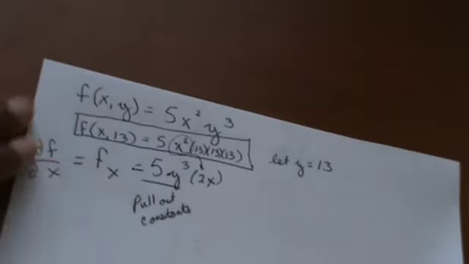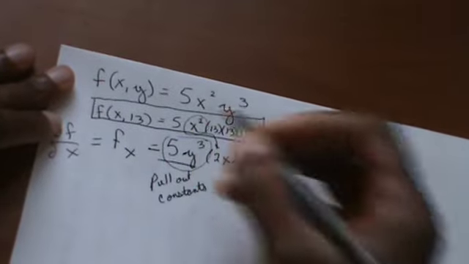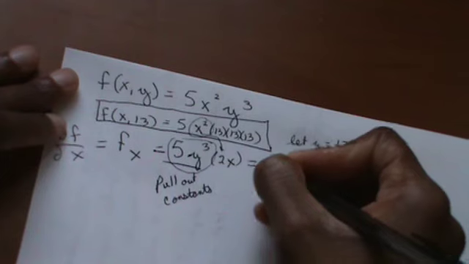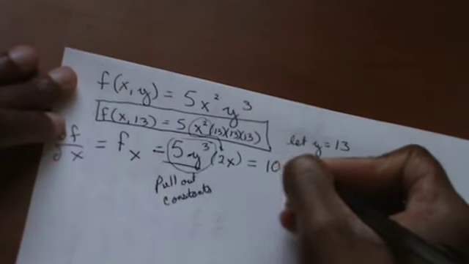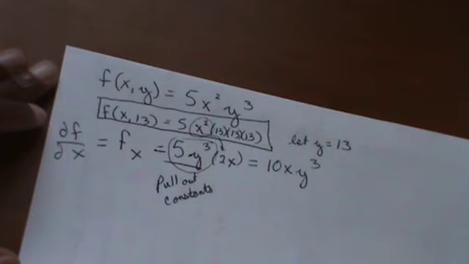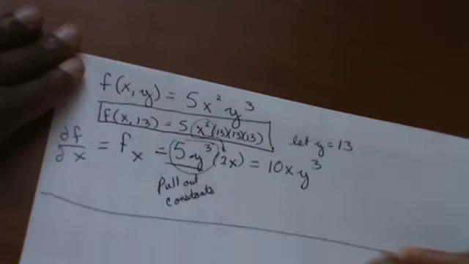That's what I'm doing in this case as well. I'm saying, all of this stuff, this is constant. And now I can take the derivative of the variable part. So this equals 10x y cubed when I bring everything back together. Okay, now I certainly could do that with respect to y also.